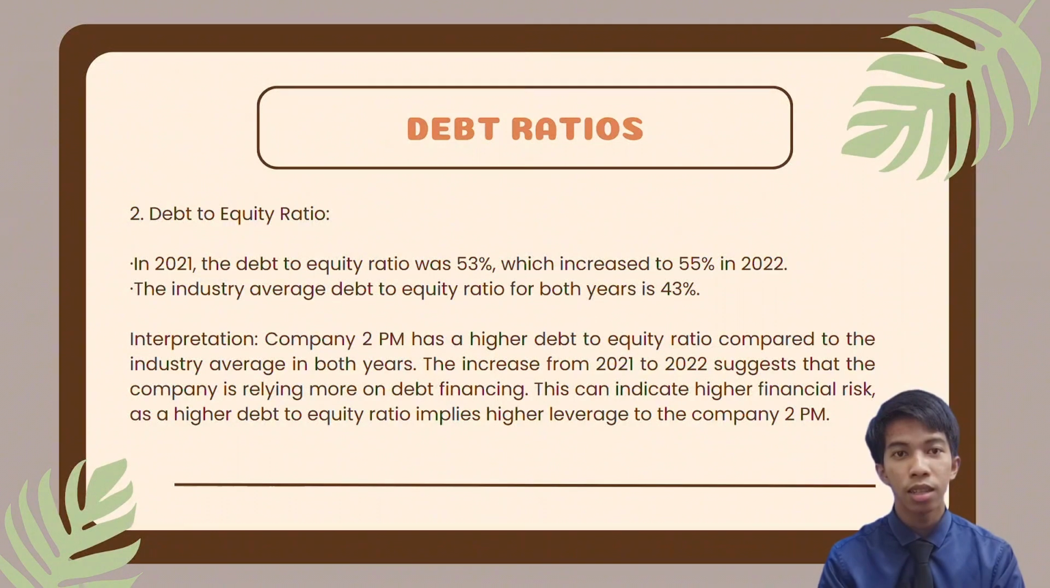As for the interpretation, company 2PM has a higher debt to equity ratio compared to the industry average in both years. The increase from 2021 to 2022 suggests that the company is relying more on debt financing. This can indicate higher financial risk, as a higher debt to equity ratio implies higher leverage for company 2PM.